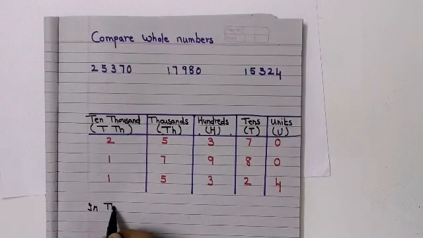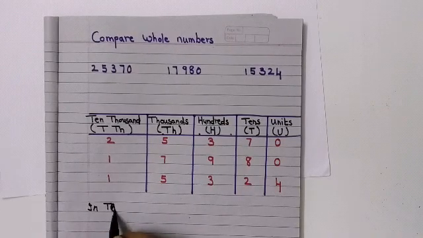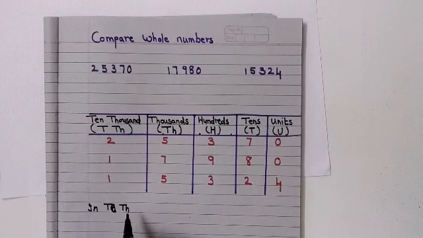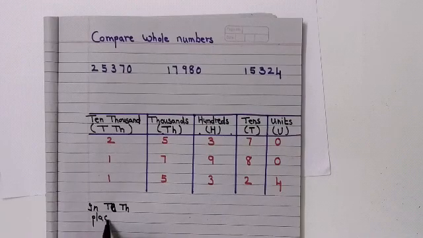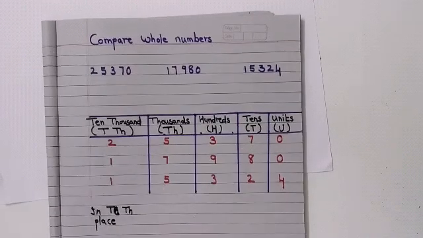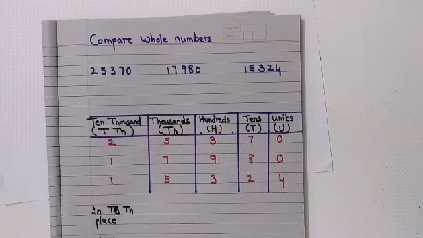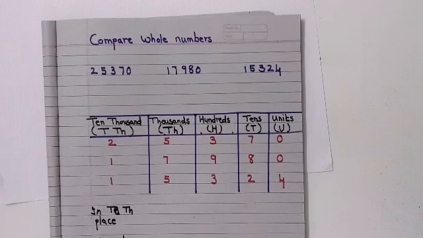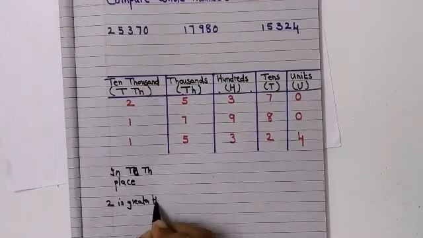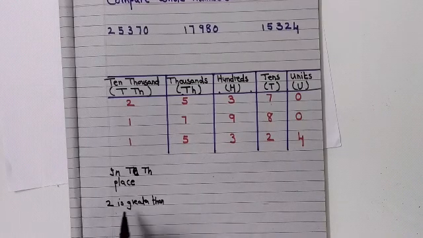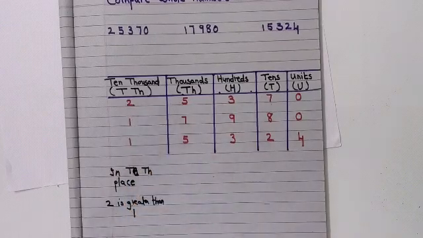So we can just write this like this: in the 10 thousands place, which digit is big, children? 2. So I can say 2 is greater than 1. 2 is greater than 1.